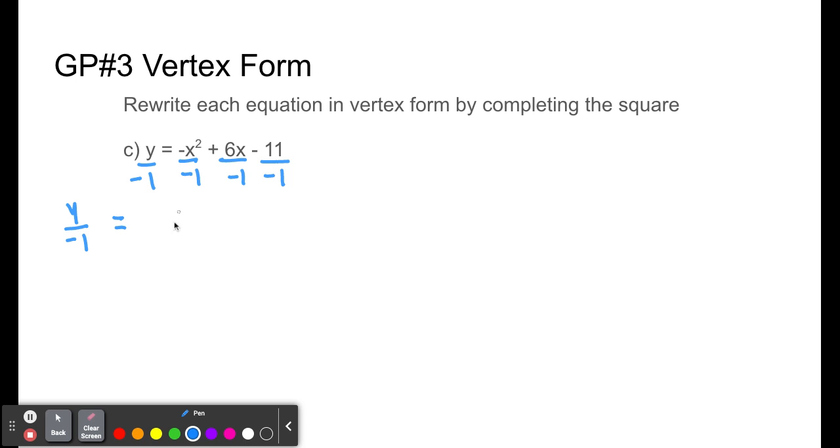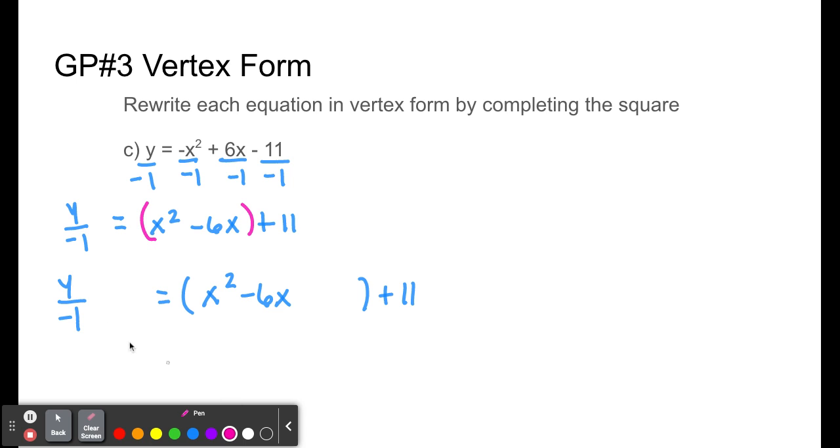Over here, -x squared divided by -1 is a positive x squared. Positive 6 divided by -1 is -6. -11 divided by -1 is a positive 11. So from here, we can go ahead and group our first two terms together. And we're going to rewrite this as y divided by -1. We're going to leave those spaces to add terms on both sides. So plus a number here and plus that same number here in order to complete the square.